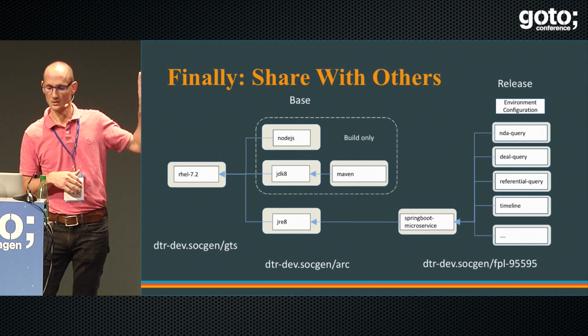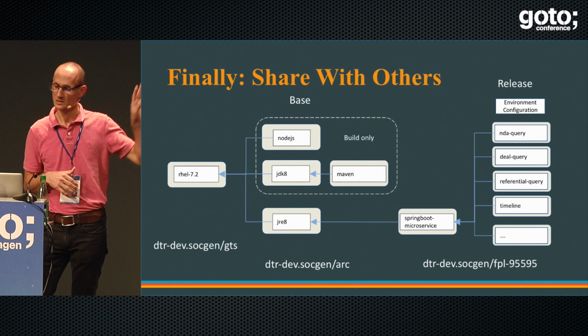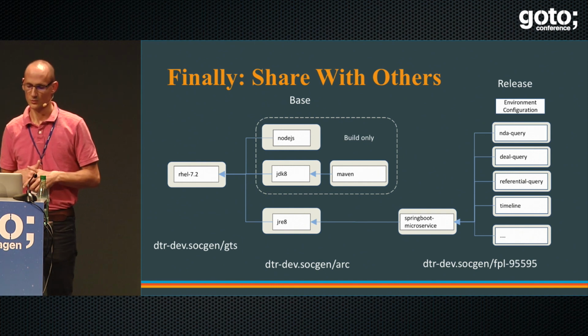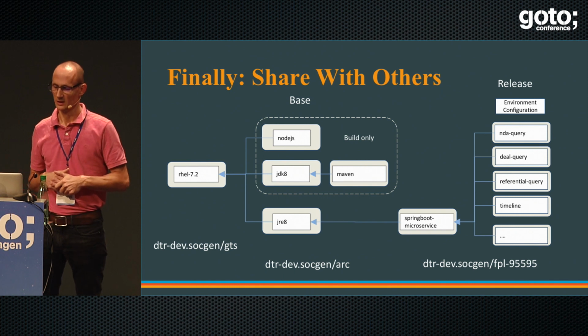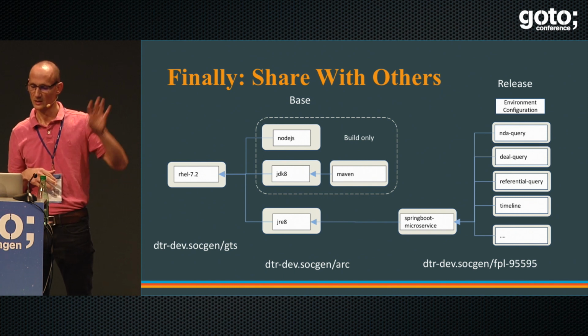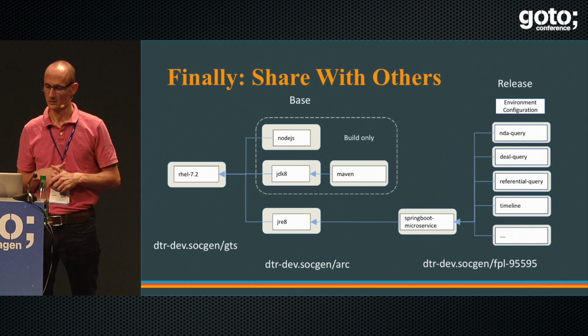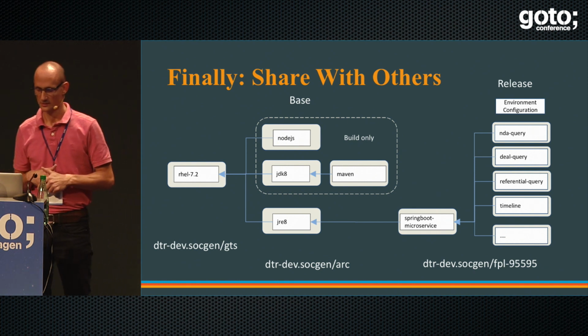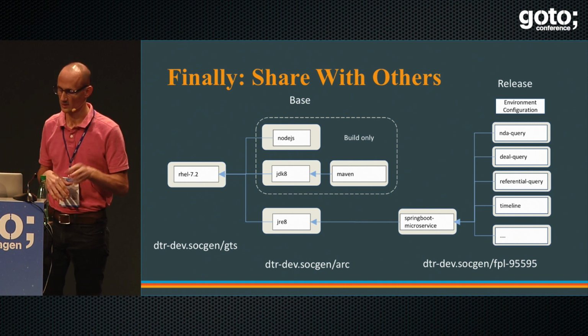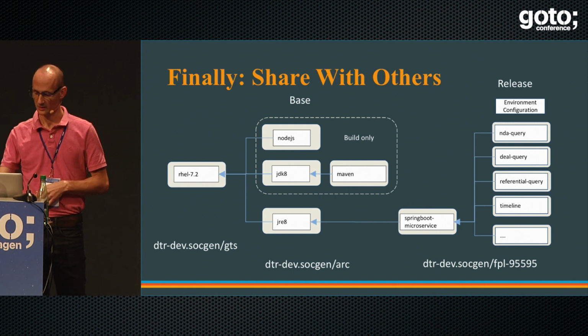They also built a JRE, Java Runtime Image, to run in production. And my team is on the far right. We built the release images that you can see on the right, and also the Spring Boot microservice, which is an abstract Dockerfile that we will dive into a bit later on.